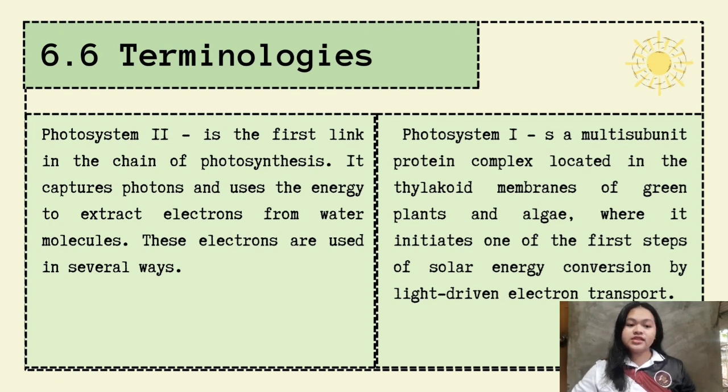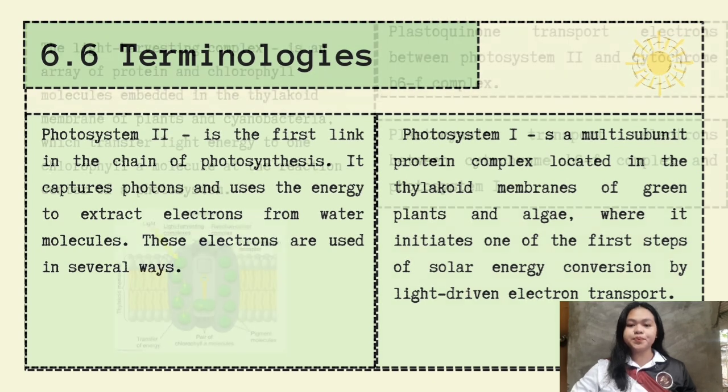It is a multi-subunit protein complex located in the thylakoid membranes of green plants and algae, which initiates one of the first steps of solar energy conversion by light-driven electron transport. Photosystem 1 naman is a process wherein it receives electrons from PS2, or photosystem 2, then eventually generates NADPH, or nicotinamide adenine dinucleotide phosphate.